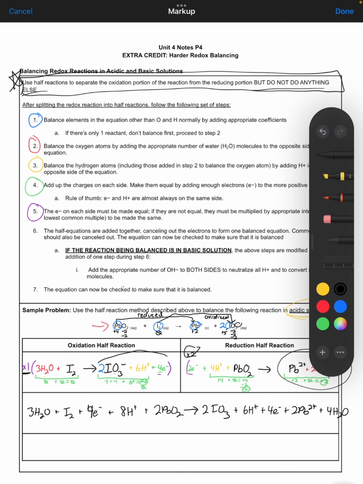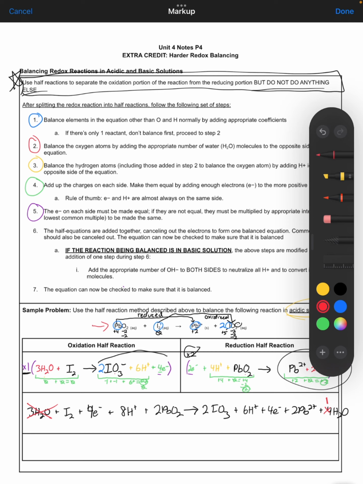Now, what we're going to do is we are going to cross out things that appear on both sides, just like we do when we're writing a net ionic equation. So let's start with water. I have 3 waters on the left and 4 waters on the right, so I can cancel out some common terms and reduce that coefficient of that water on the right to a 1.